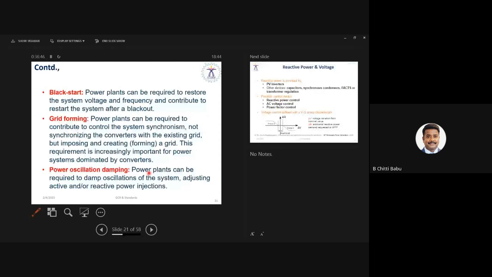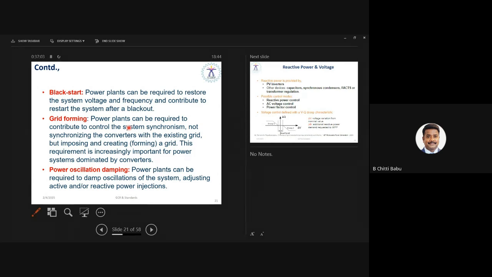And black start is another important thing. Sometimes when a fault occurs and the fault is quite severe, there would be a blackout, a large shutdown. So still, sometimes the power plants are required to restore the system voltage and frequency.